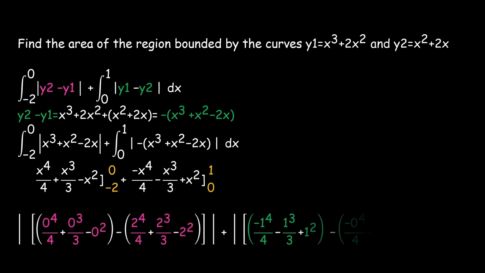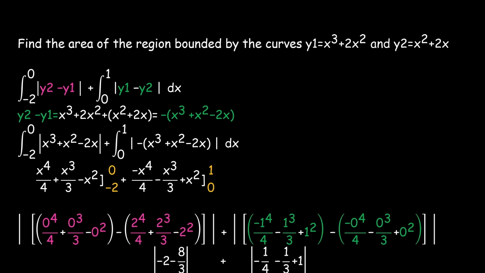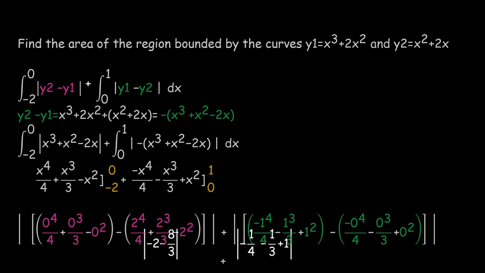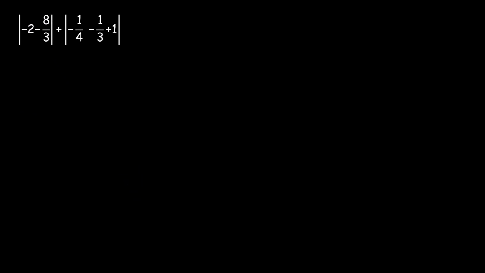Okay, so let's plug in our values. We have the pink area and the green area. You substitute all those numbers in there. That's a lot of fractions, and I know nobody likes fractions, especially students. So when you work that out, it should give you the absolute value of -2 minus 8/3 plus the absolute value of -1/4 minus 1/3 plus 1. Okay, that gives us 14/3 plus 5/12. Simplifying using a common denominator should give us 101/12 square units.